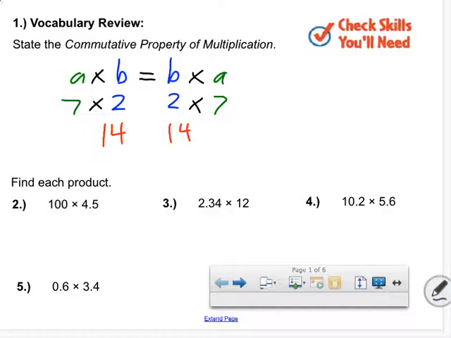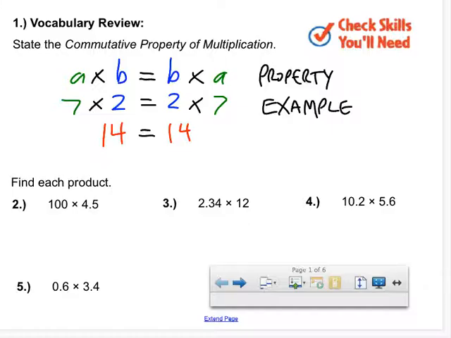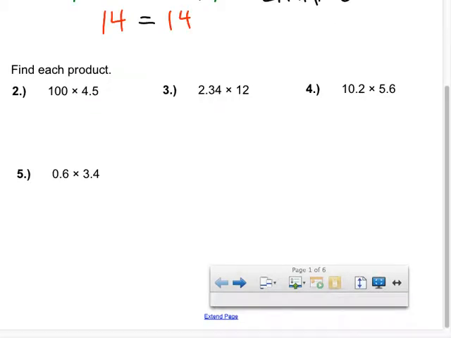And so here's an example. And here's the property. Okay? So here I give an example, and then here's the property. Okay? So moving along, find each product.